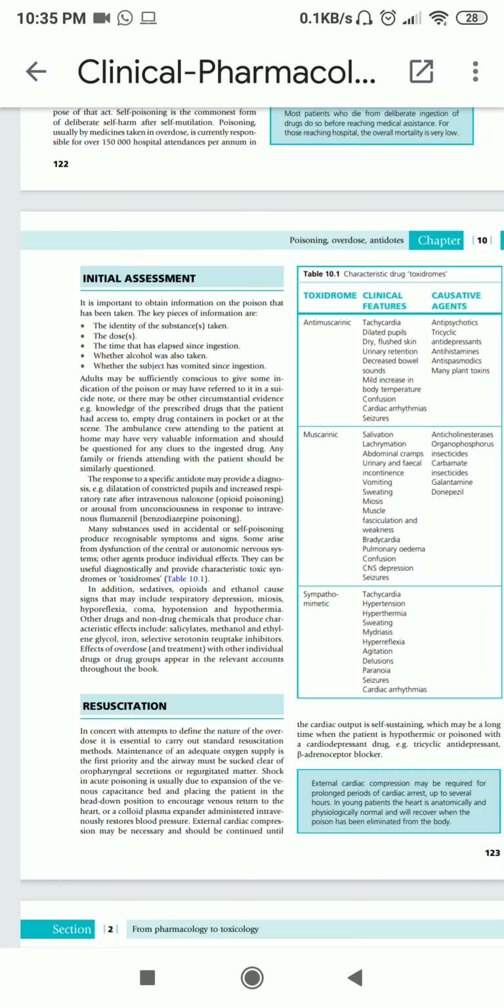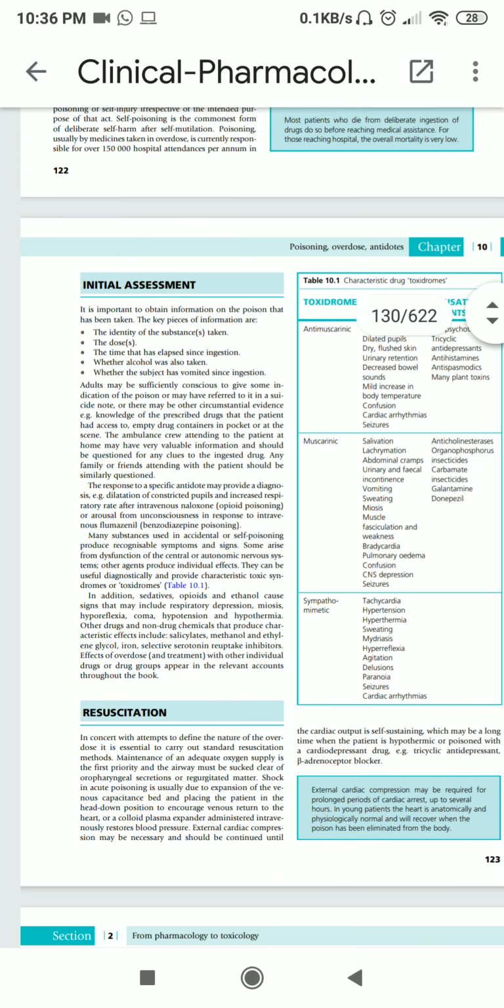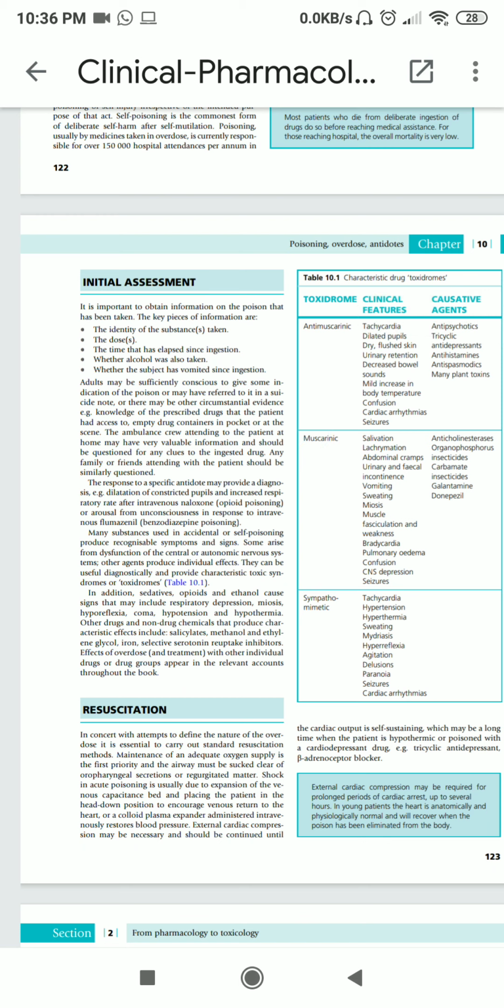So firstly, when a person with a poisoning case comes to the hospital, it is very important to identify what the poison must be. Which substance was taken by the person, how much dose was taken, how much time has gone since the person ingested that poison, whether the patient has vomited after that, and if he has also taken alcohol along with the substance, that is checked.